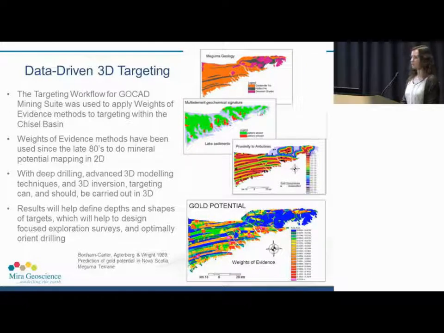With all of the deep drilling and 3D information that we're acquiring now, advanced 3D geological modeling techniques that we have, and 3D inversion techniques, targeting can now be carried out in 3D. And when you target in 3D, then you have a model where you're better able to define the depths and shapes of targets, and that's going to help you better focus your exploration surveys and improve your survey design, and basically optimally orient your drilling.